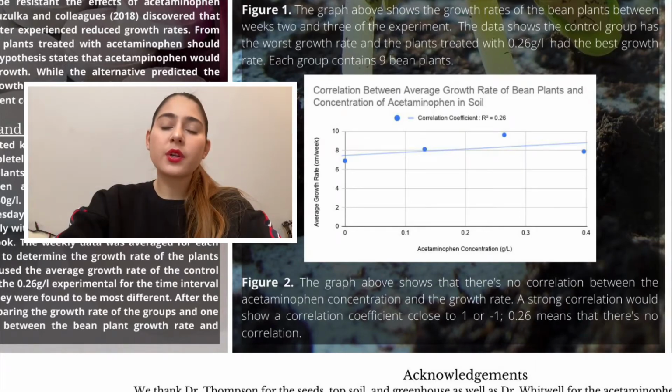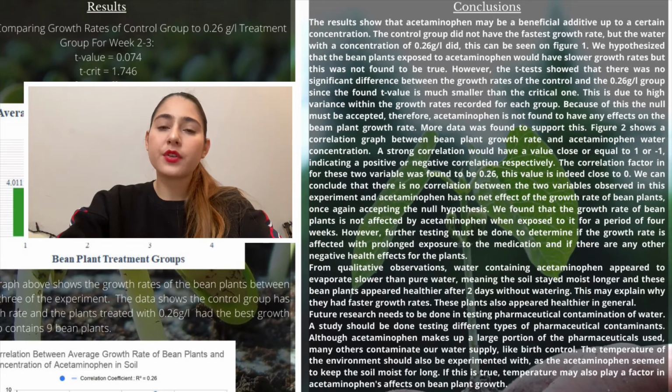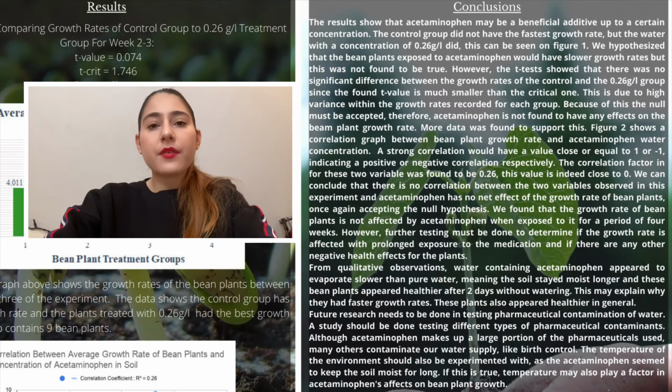Now, our results were a little bit different from what we were expecting. We hypothesized that the plants that were exposed to acetaminophen would have slower growth rates when compared to the control, and we actually found it to be the opposite. We found that the control had the slowest growth rate out of all the groups, and the 0.26 gram per liter group had the fastest growth rate. However, we did not find these differences to be significant.